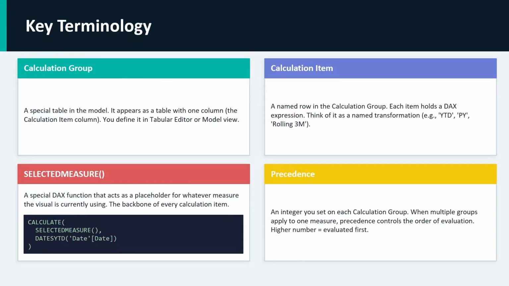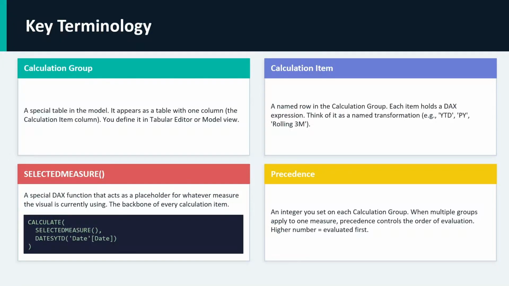Now, the fourth terminology is the precedence. This is the number you set on each calculation group. It matters when you have more than one calculation group in the model. Because Power BI, like almost all analytical engines out there, evaluates calculation groups in order of precedence. The higher number means it will be evaluated first.